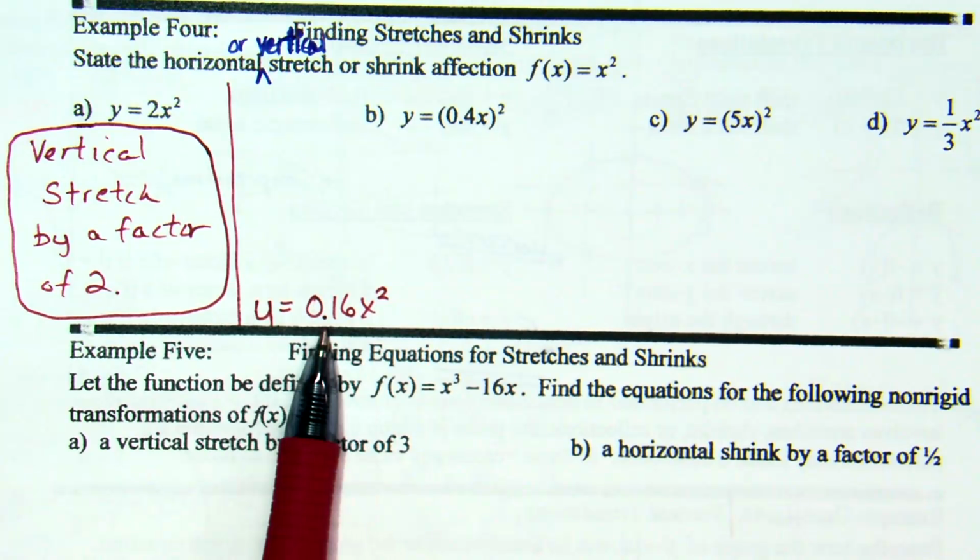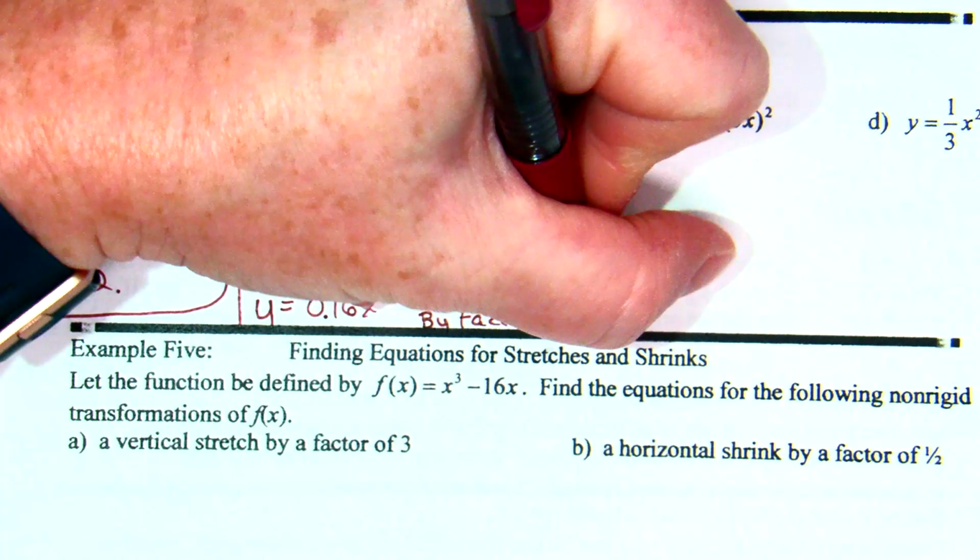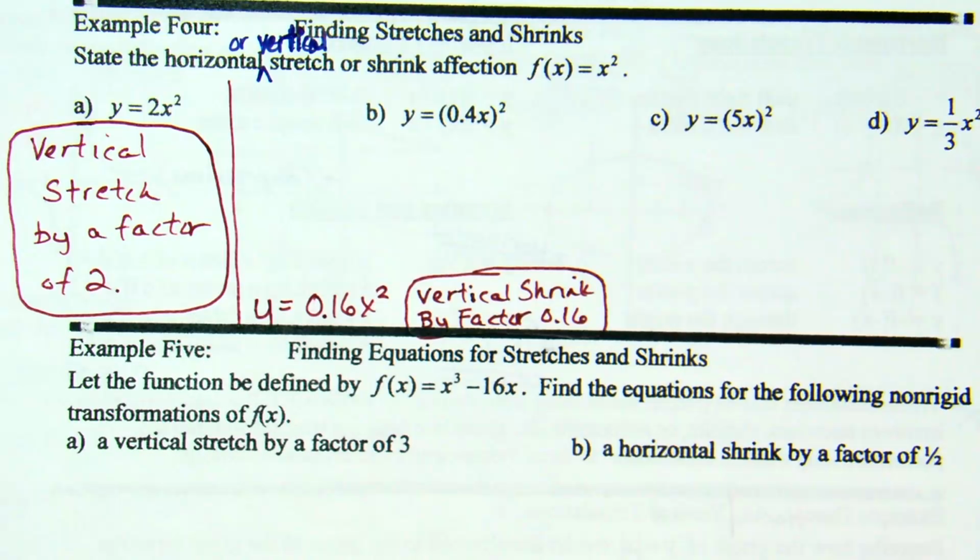Okay. Because the number is being multiplied by x squared, this is vertical. Because 0.16 is a number less than 1, it is a shrink. So you can, if you'd like, say vertical shrink, and that is by the factor of 0.16. That is a valid answer. I'm not saying that answer is wrong. That is a valid, true answer.